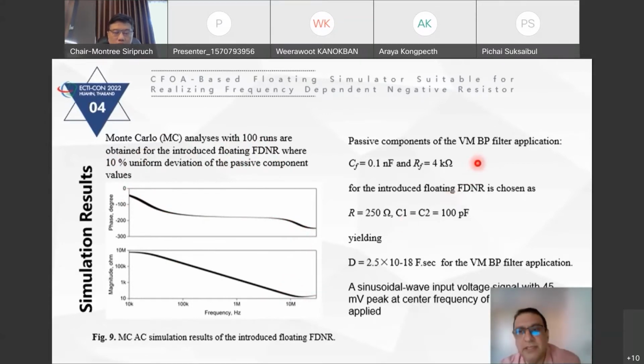For the voltage mode bandpass filter, we selected the given capacitor as 0.1 nanofarad and RF 4 kilo ohm. And for the FDNR, the selected values are 250 ohm and the capacitors are equal to 100 picofarad. And now we can see the result.